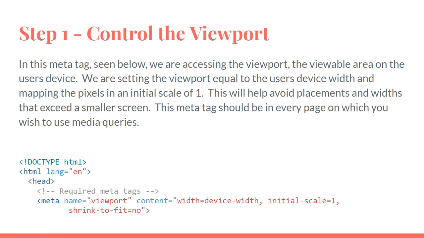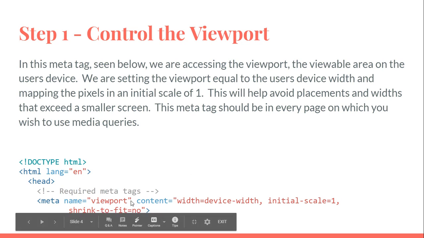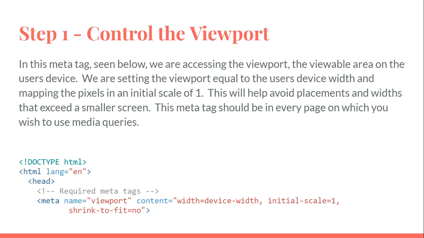So one of the first things that we have to do is control the viewport. So you'll see that we've written a meta tag down here. Meta name equals viewport, content equals width equals device width. So right here, what we're doing is we're setting our viewport equal to the user's device width, and we're setting the initial scale to be 1. And what this does, it's going to make sure that our placements and widths work and don't exceed smaller screen sizes. This meta tag should be on every page in which you're going to use media queries.